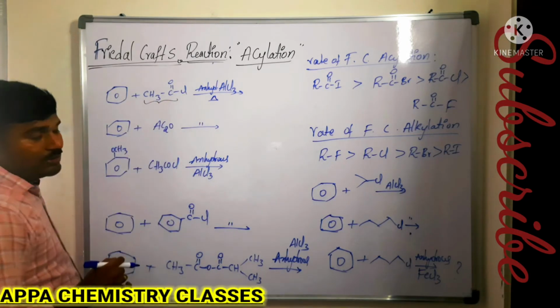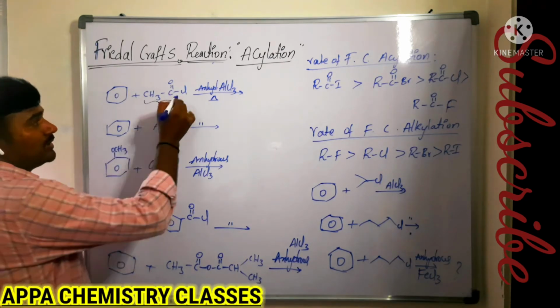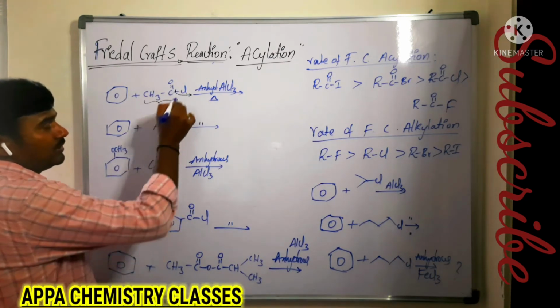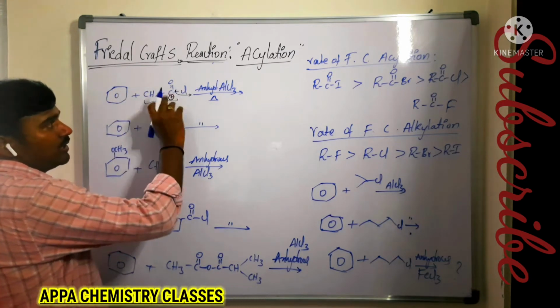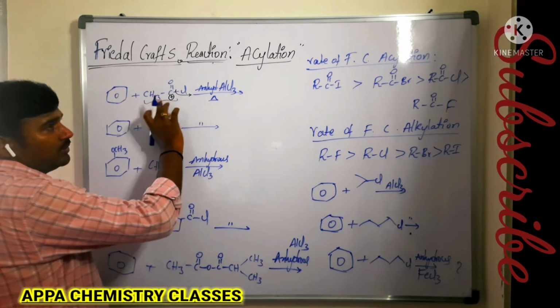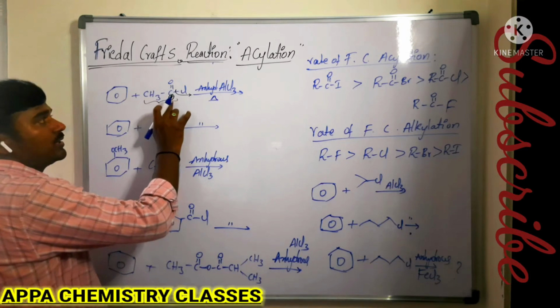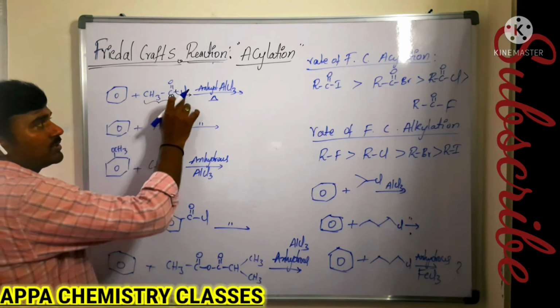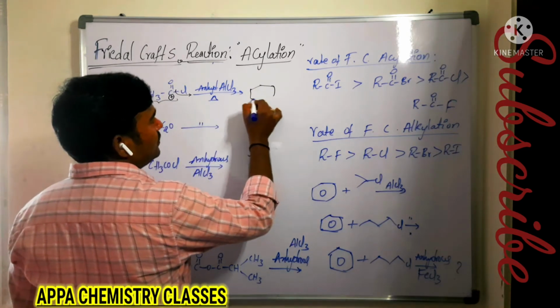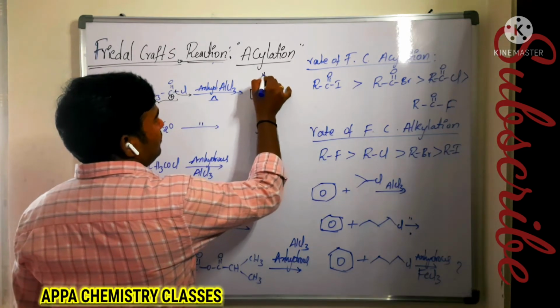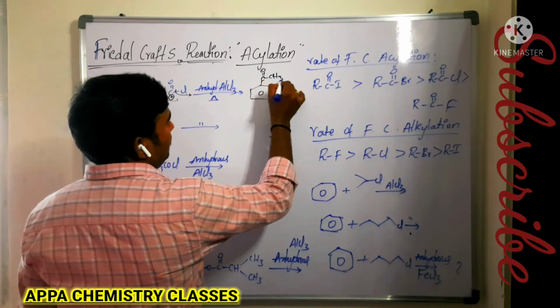When it reacts with anhydrous aluminum chloride, this chlorine group is eliminated and we are getting a carbocation because of the electronegativity difference. Due to the electronegativity difference, this carbon gets the positive charge, this chlorine gets the negative charge. Then what happens? We are going to get acyl benzene, acetyl benzene, we are getting plus HCl.